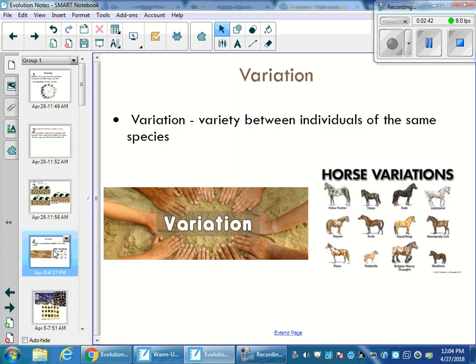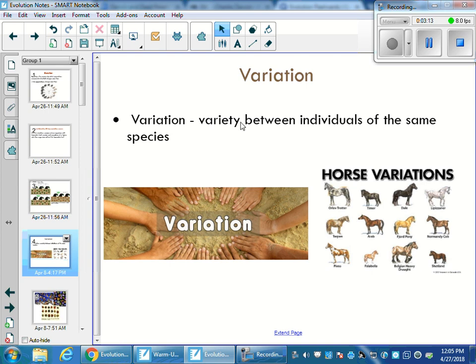The first term is what is called variation. So variation is the variety between individuals of the same species. Even if something is the same species, it's not exactly the same. One example would be here with horses. All of these pictured here are horses, but they're not all the same size. They are not all the same color. They do not all have the same body structure. Some have more or less muscular builds as a breed type. So variation is just how they are different.